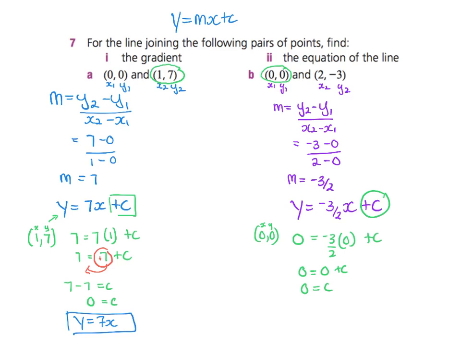So the equation again is negative 3 over 2x, just that one. There's no y-intercept shown because it is 0, so you can't see it. But that method will work when there is a y-intercept as well.